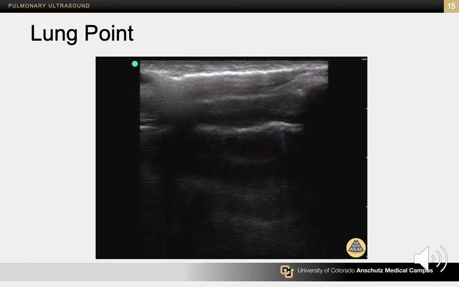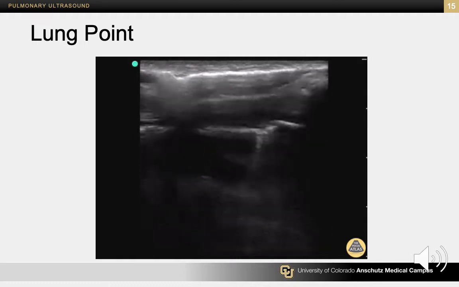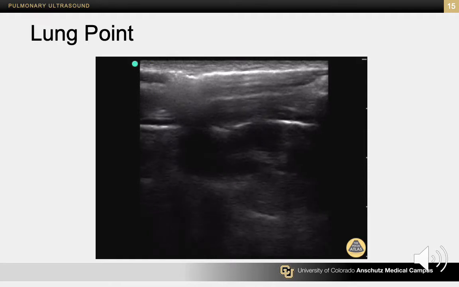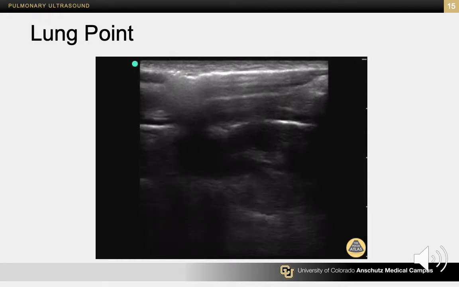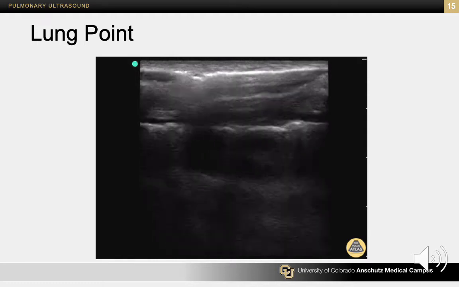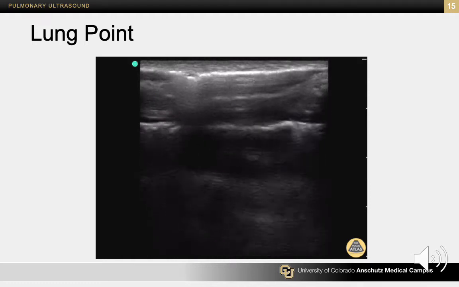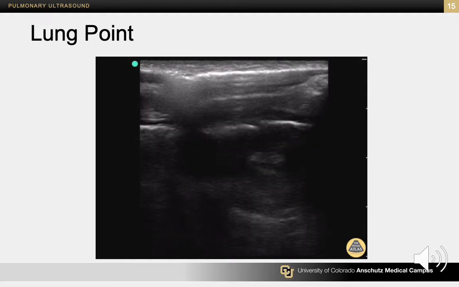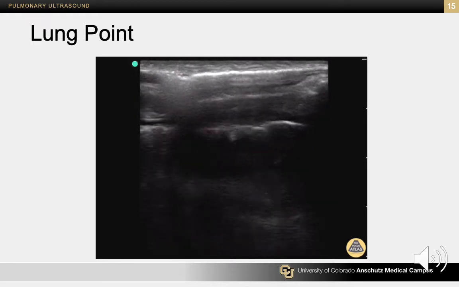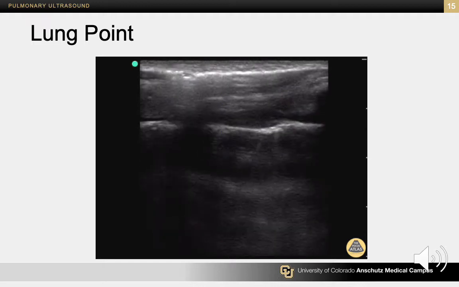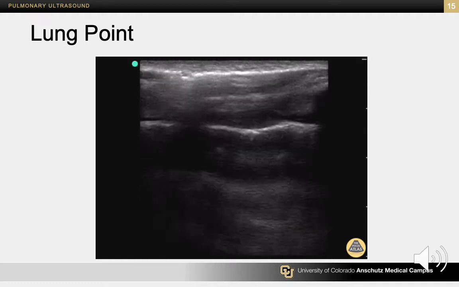If we look at this a little bit further, we've got skin up here. This is the visceral parietal pleural interface right here, this bright white line. A few rib shadows right there, right here as well. As we look at this, you can see right here that sliding back and forth. That is the portion of the lung that is still up, versus the stuff down here where there's no sliding, where the air is accumulating between the chest wall and the lung. So again, lung point, 100% specific for pneumothorax.